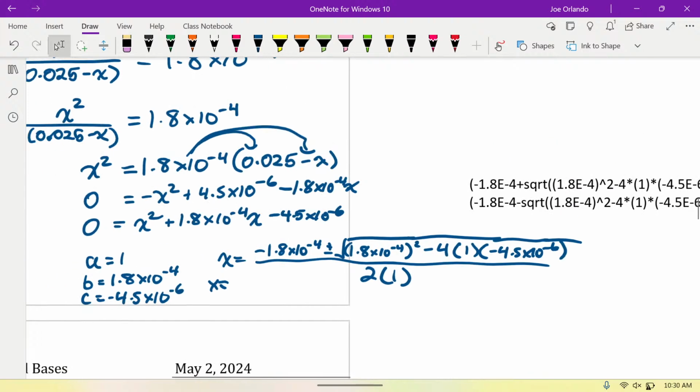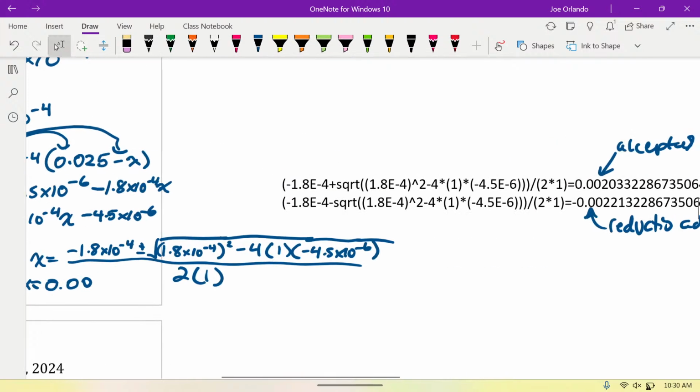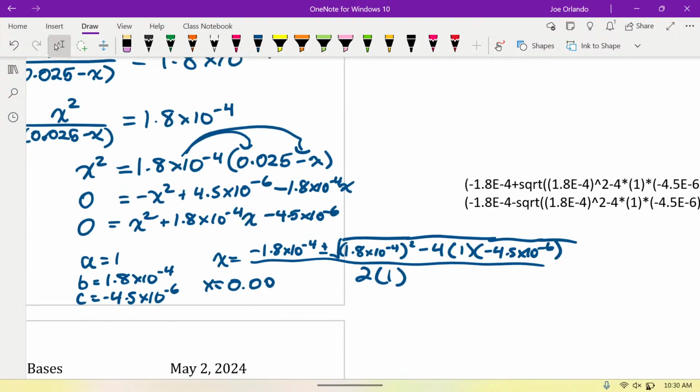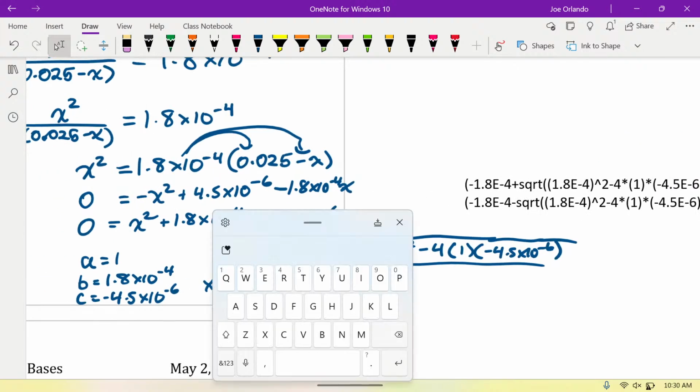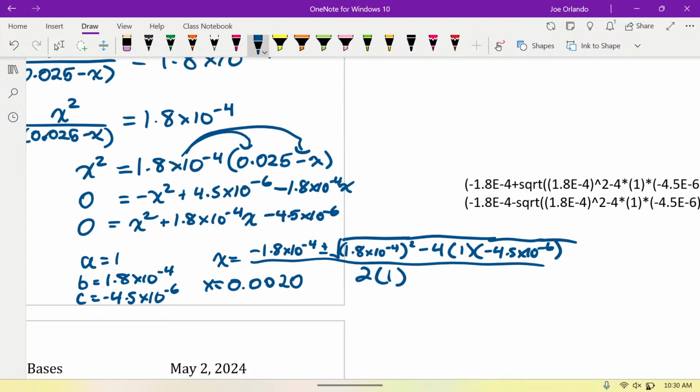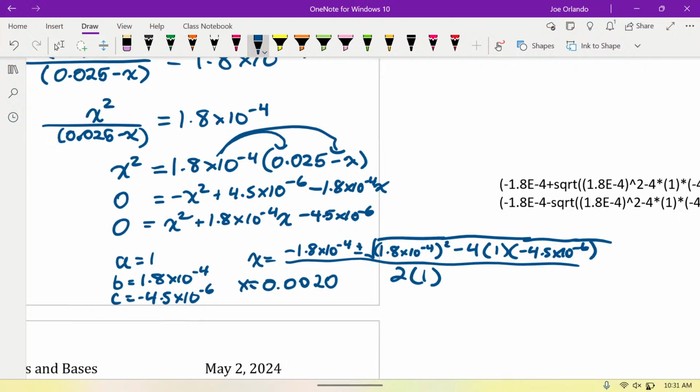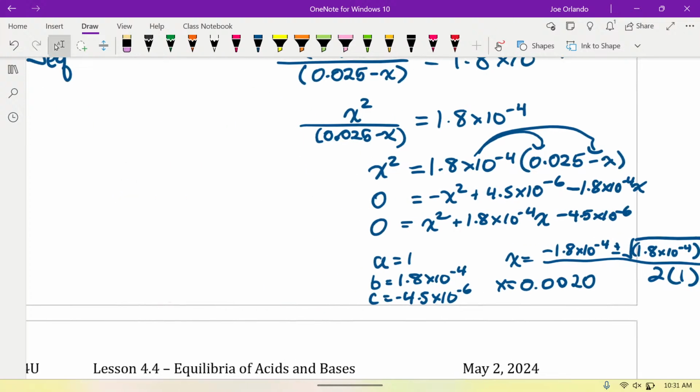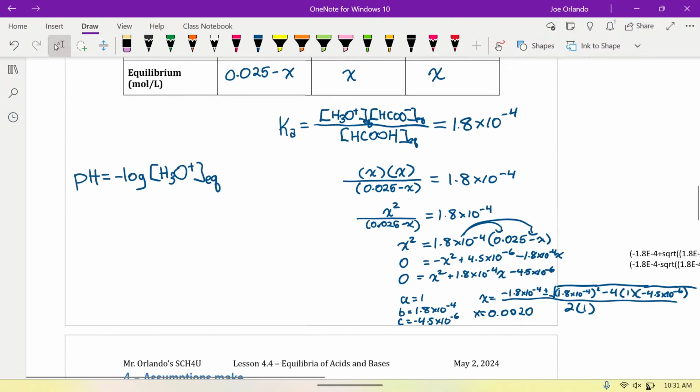So this has to be the accepted value, right? So we would say x equals 0.00, what did we get? 203? And I'm in 2 sig fig land, right? So that would be 20. Does that make sense? Could I keep an extra digit now if I felt like it? Sure. But because we're adding and subtracting, it's not actually going to make a difference, right? Does that make sense? Okay.